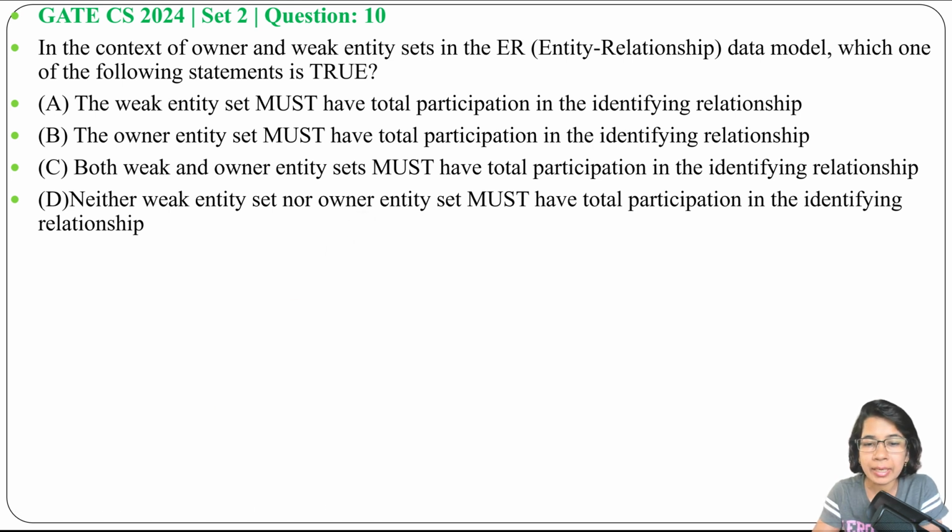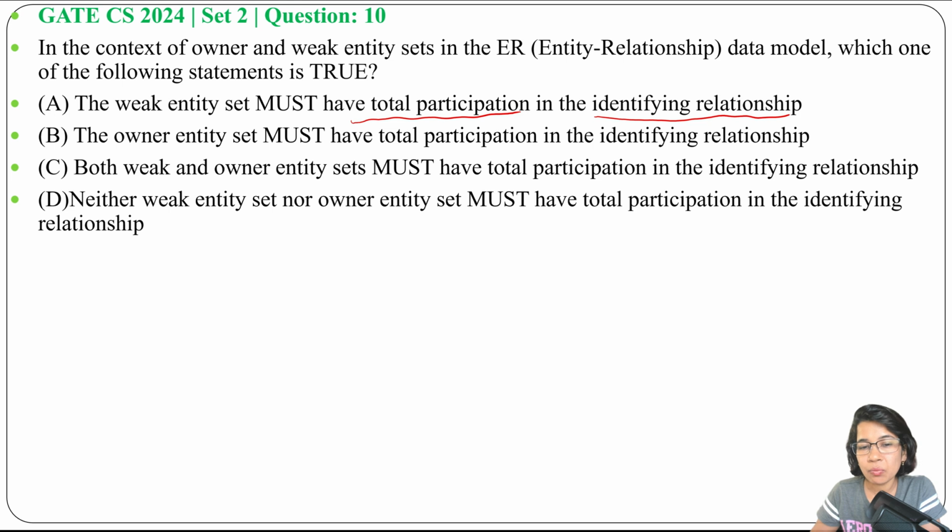Option A, the weak entity set must have total participation in the identifying relationship. What is total participation? If every entity of the entity set is participating in a relationship, then that is total participation. And if some of the entities are participating in the relationship, that's called partial participation. And in case of a weak entity, the relationship is called an identifying relationship and the entity set is called the owner entity set. For each weak entity, there should be one owner entity set that owns that weak entity.